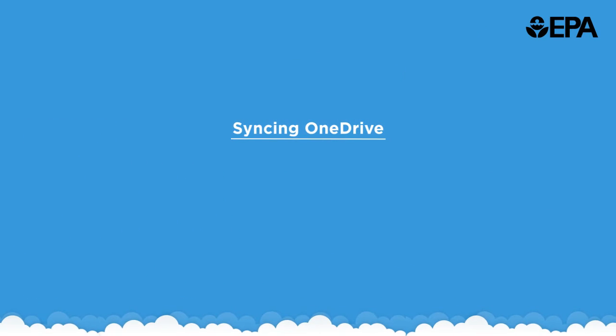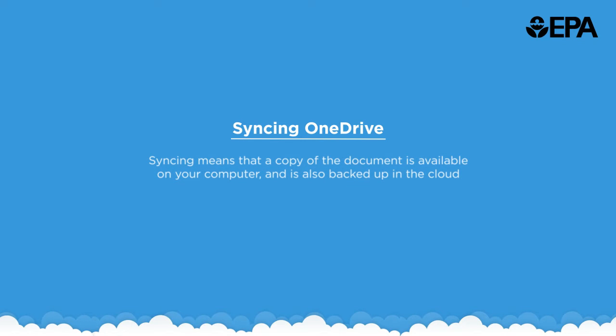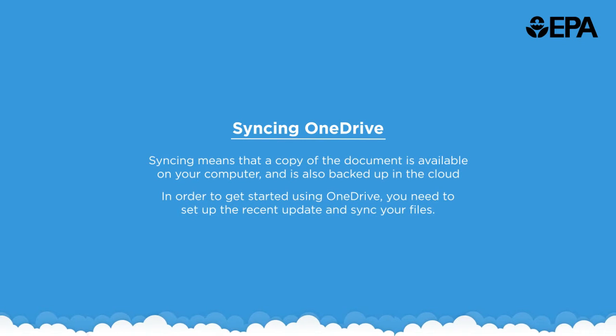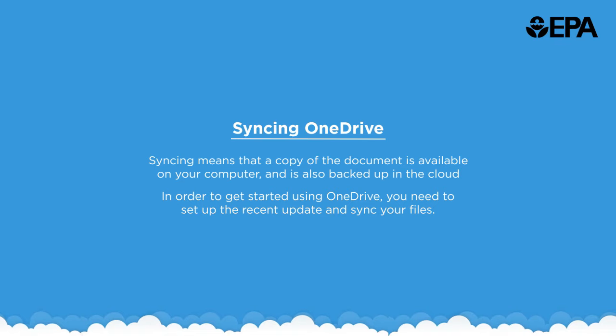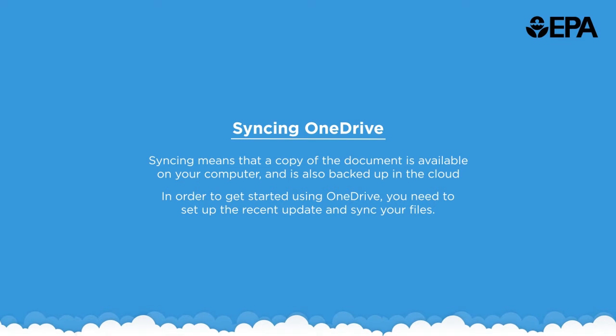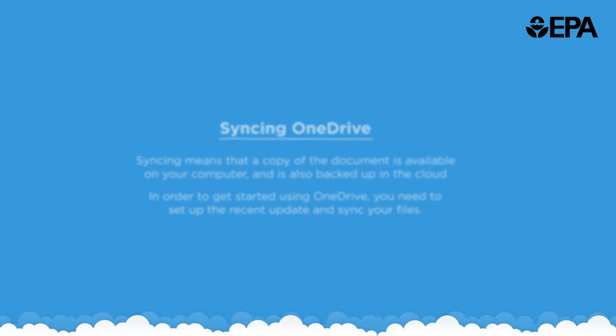Syncing means that a copy of the document is available on your computer and is also backed up in the cloud. In order to get started using OneDrive, you need to set up the recent update and sync your files.